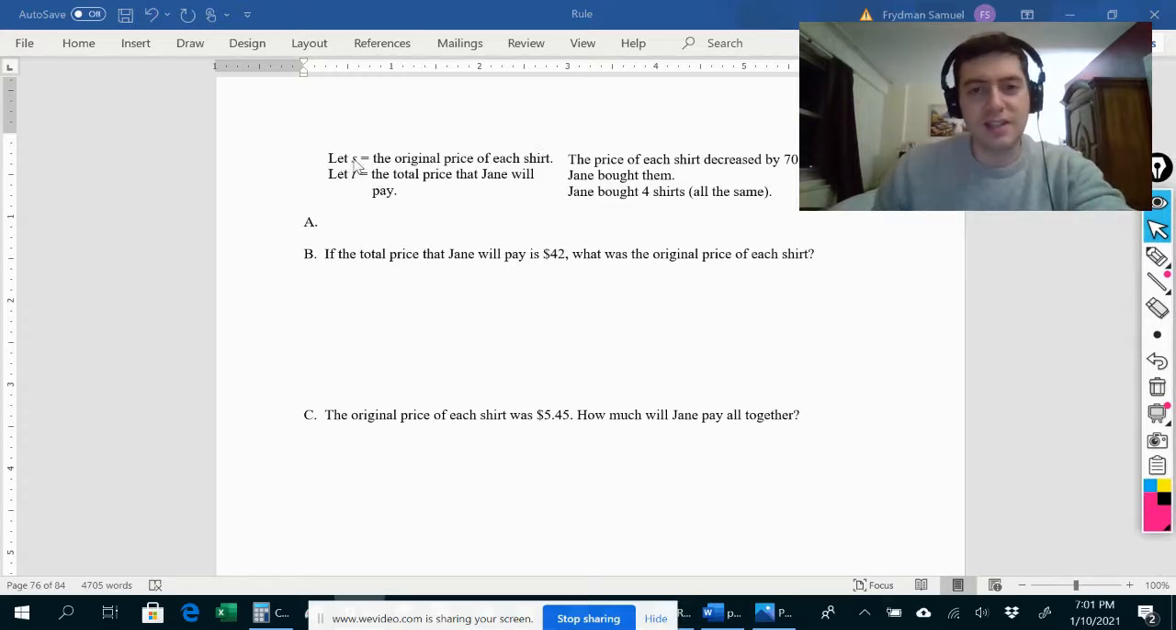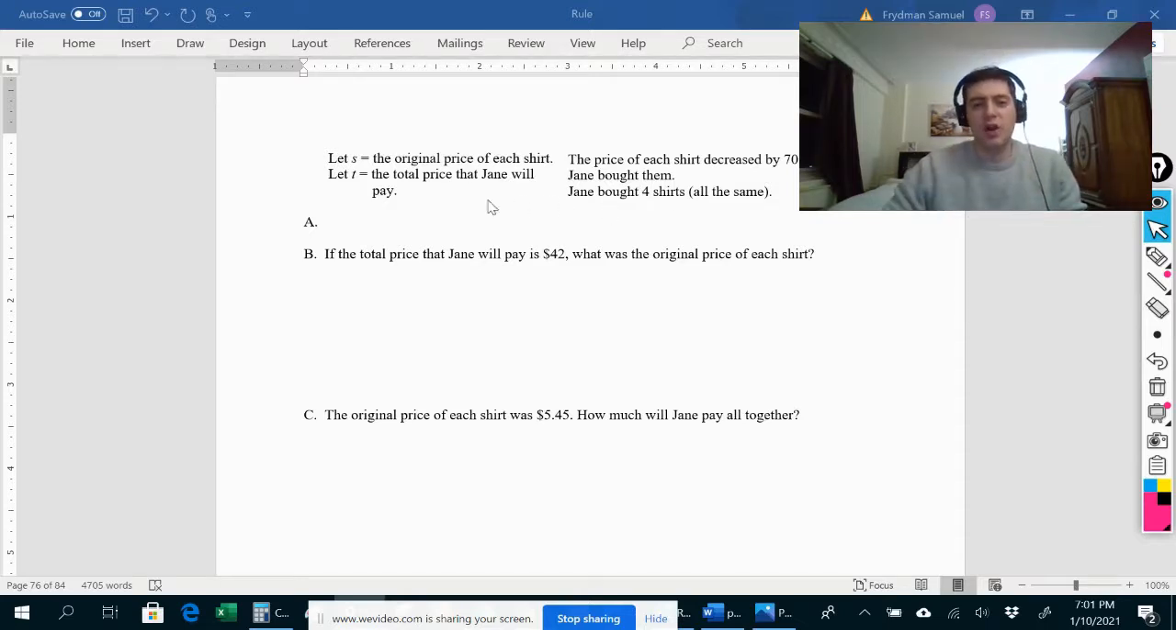So we're going to let S in our first equation for this problem be the original price of each shirt, and we're going to let T stand for the total price that Jane will pay. So Jane is just somebody who's going into a store and buying some shirts, okay? The price of each shirt decreased by 70 cents before Jane bought them. Jane bought 4 shirts, and all of the shirts were the same. So we have to take this information over here and somehow turn it into an equation. We're going to write this equation to describe what's going on.